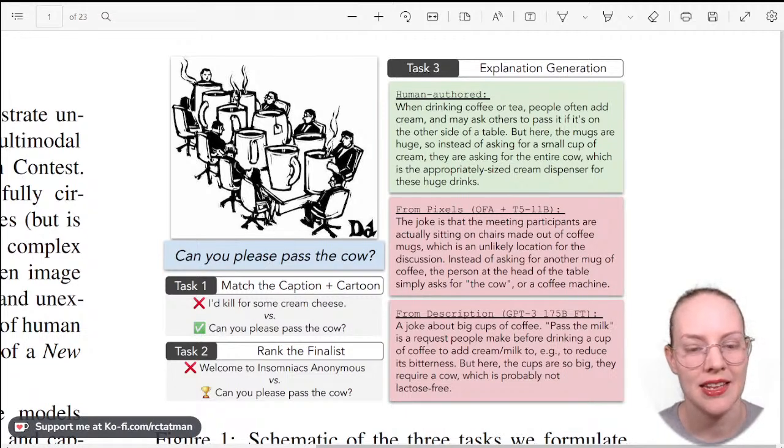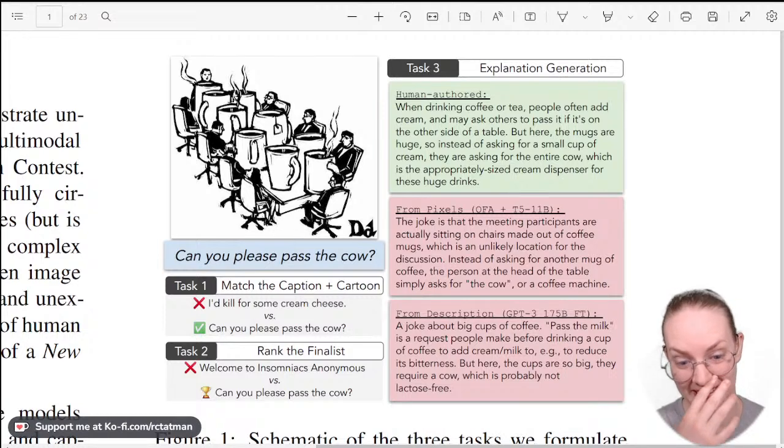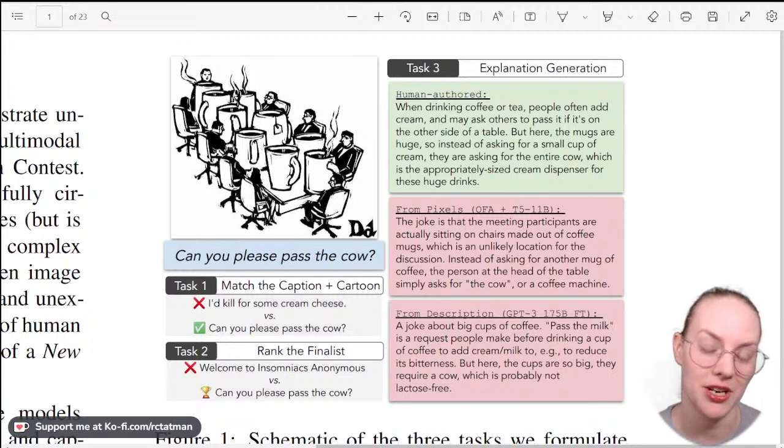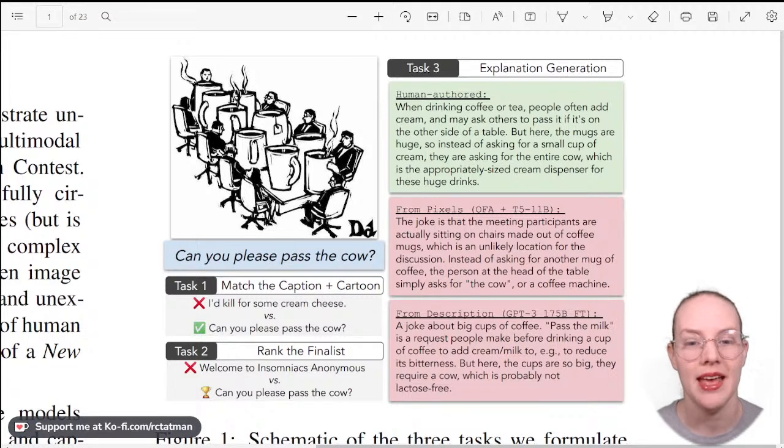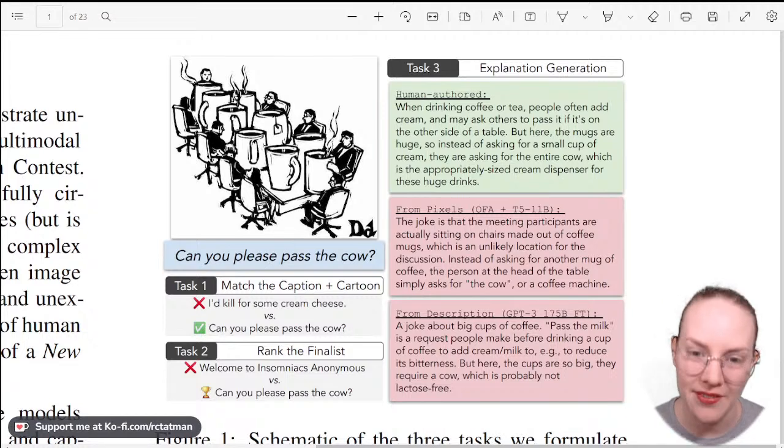And then the third task is to explain the things. That was my option. The human authored one here is, when drinking coffee or tea, people often add cream, and might ask either to pass it if it's on the other side of the table, but here the mugs are huge. So instead of asking for a small cup of cream, they're asking for the entire cow, which is the appropriately sized cream dispenser for these huge drinks. So basically, probably a better explanation than what I did.